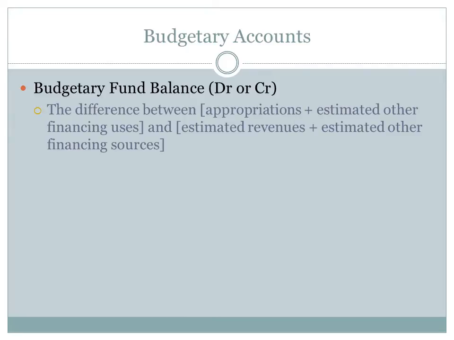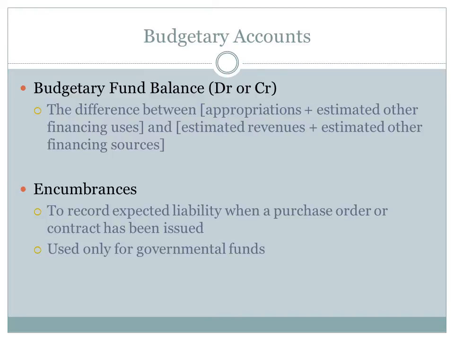The fifth type of budgetary account is pretty easy. It's budgetary fund balance, and basically it's just the difference between your debits and your credits for your other budgetary accounts. More formally, it's the difference between appropriations plus estimated other financing uses and the sum of estimated revenues and estimated other financing sources.